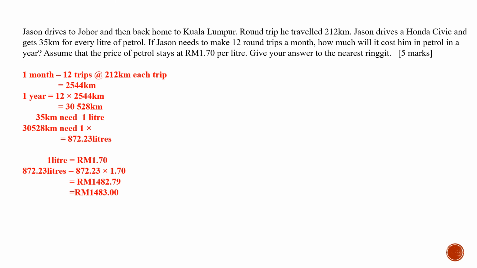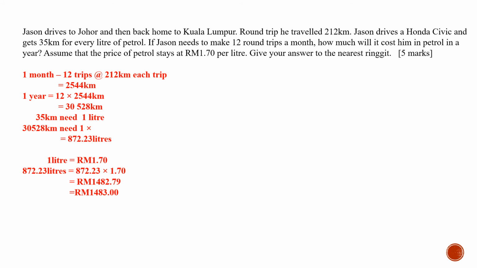So 1 month, first of all, 212 km each trip, right? 12 trips. How many kilometers altogether in 1 month? 2544. You take 12 because he makes 12 trips. Each trip is 212. They already told you round trip. Why round trip? Up and down. So 212 times 12 is 2544. 1 year got 12 months because they ask you 1 year, isn't it? So 12 times 2544 altogether is 30,528 kilometers.